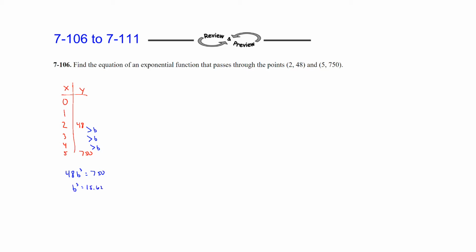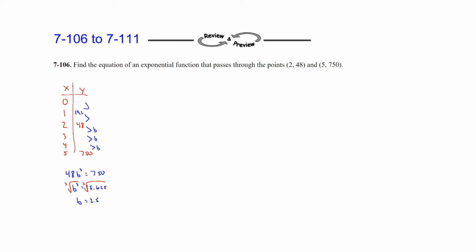15.625. And then we were able to work backwards and take the cube root of 15.625. And when we did that, we got a value of 2.5. So b was equal to 2.5. And once again, we worked backwards by taking the cube root of both sides. And so now we have the multiplier, and now we can work our way backwards to find the initial value. So we would take 48 and divide it by 2.5, and that would give us 19.2.